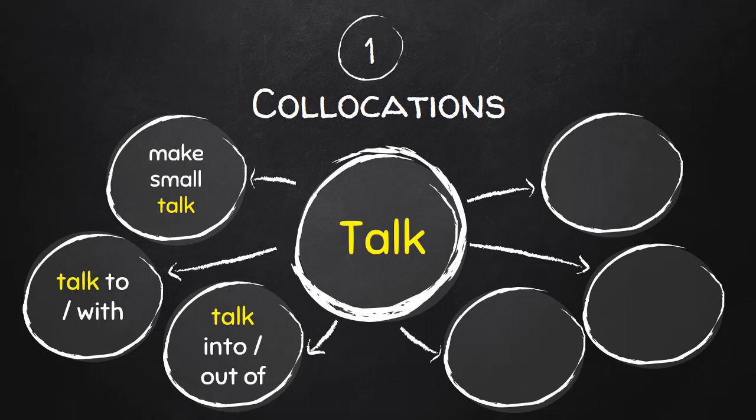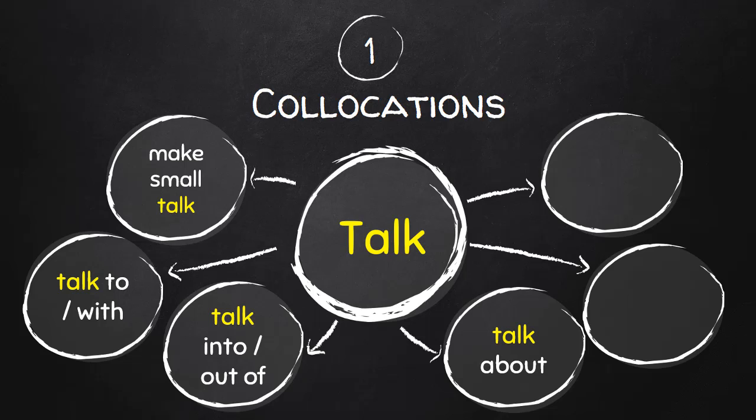Next, talk into or talk out of. Ooh, what does this mean? To talk someone into doing something means to persuade them to do something, to make them want to do something. And talk someone out of doing something is the opposite. So, for example, my friend wanted to go to a party last week, but I heard there might be some dangerous people there, so I talked him out of it. I persuaded him not to go. All right, talk into, talk out of. Talk someone into something, talk someone out of something.